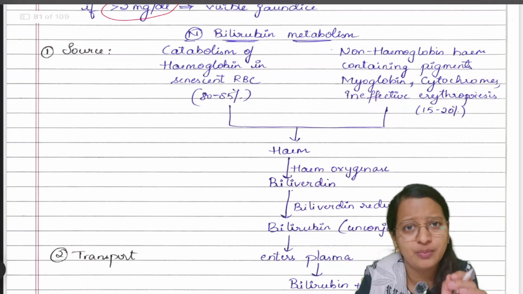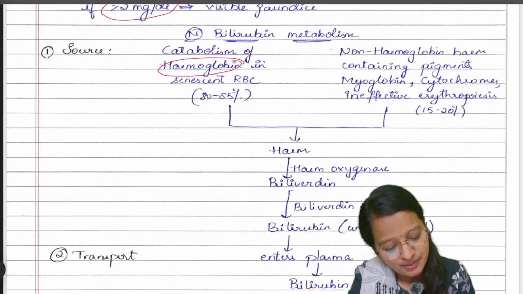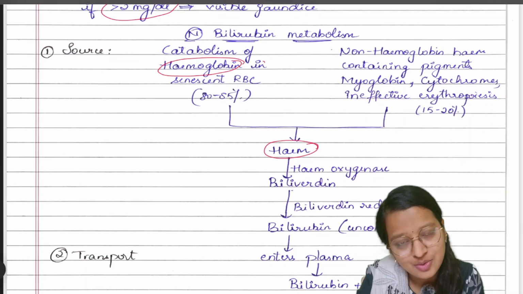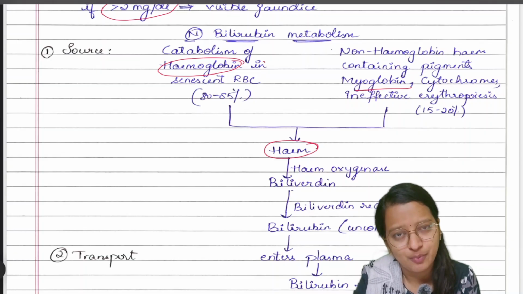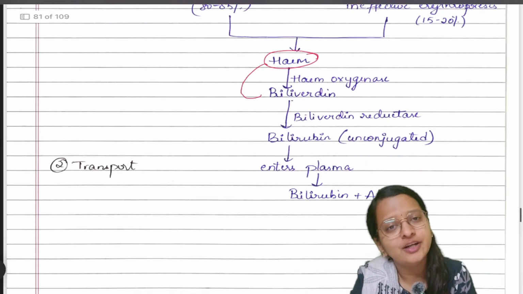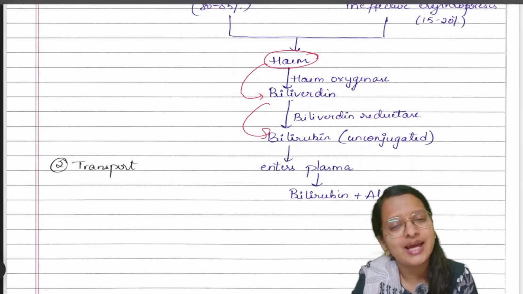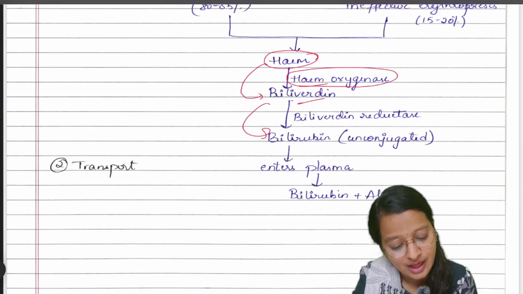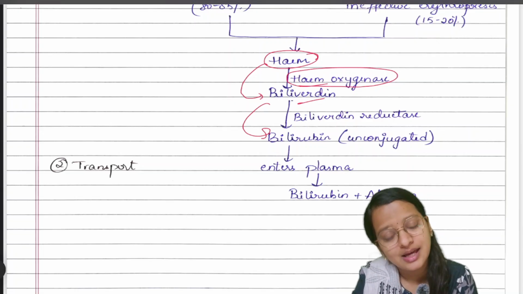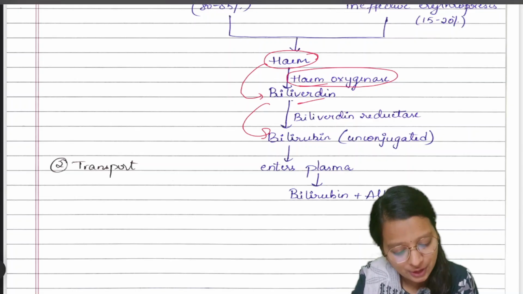Let us see normal bilirubin metabolism. Your hemoglobin after catabolism gives heme. The other sources of heme are myoglobin, cytochromes, and ineffective erythropoiesis. This heme is converted into biliverdin and later into bilirubin. The enzymes which help in this conversion are heme oxygenase, which converts heme into biliverdin, and biliverdin reductase. Its substrate is biliverdin, so biliverdin reductase converts biliverdin into bilirubin.